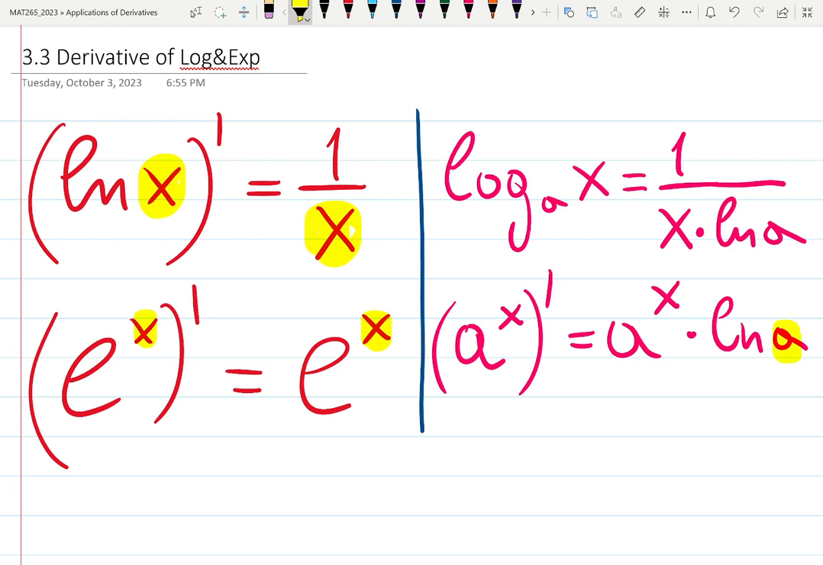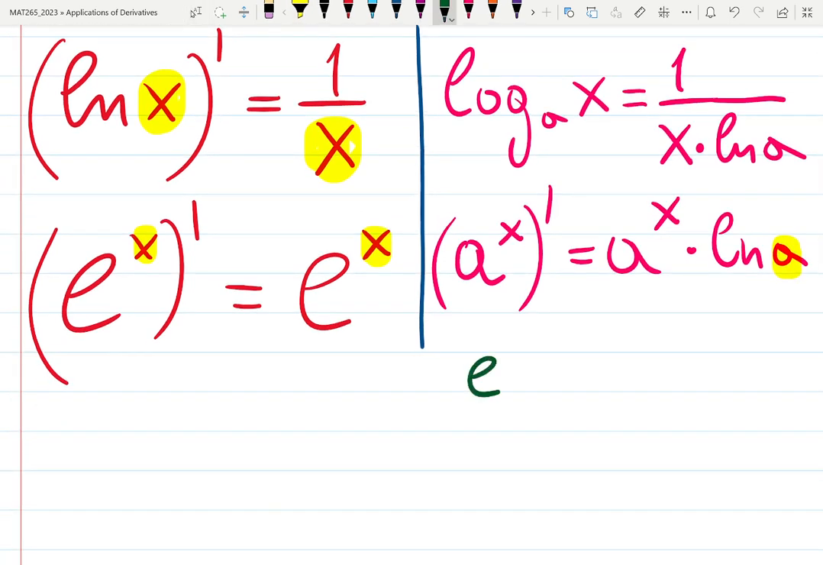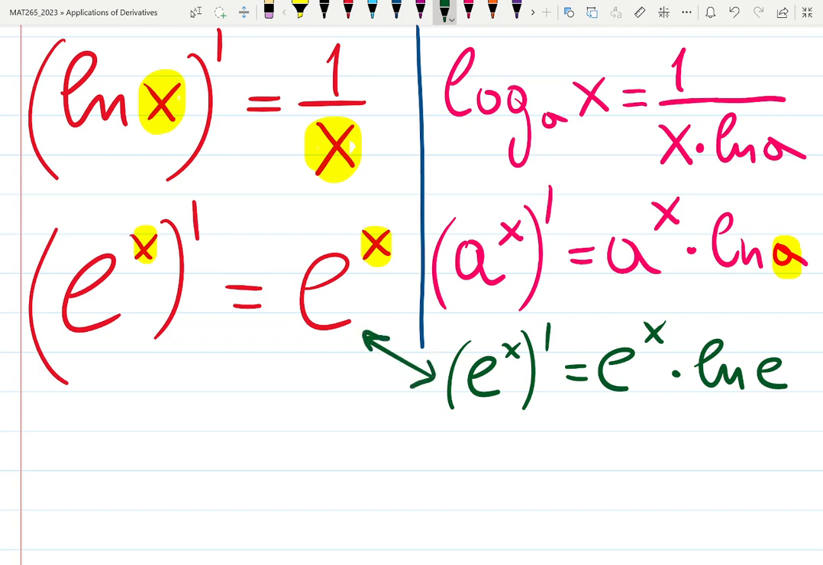So the formula with e to the x is actually coming from the general formula. E to the x prime copies itself times ln of e, but ln of e is 1. So actually, that's how it was derived.